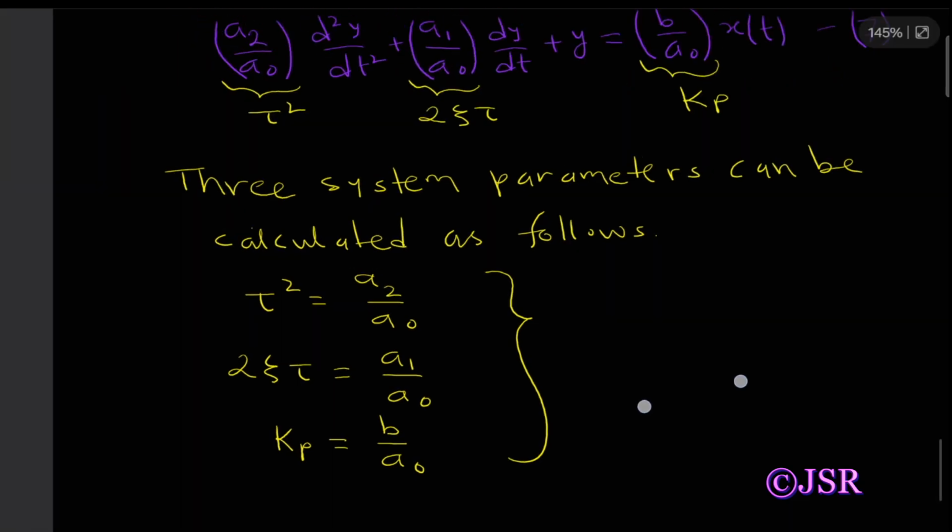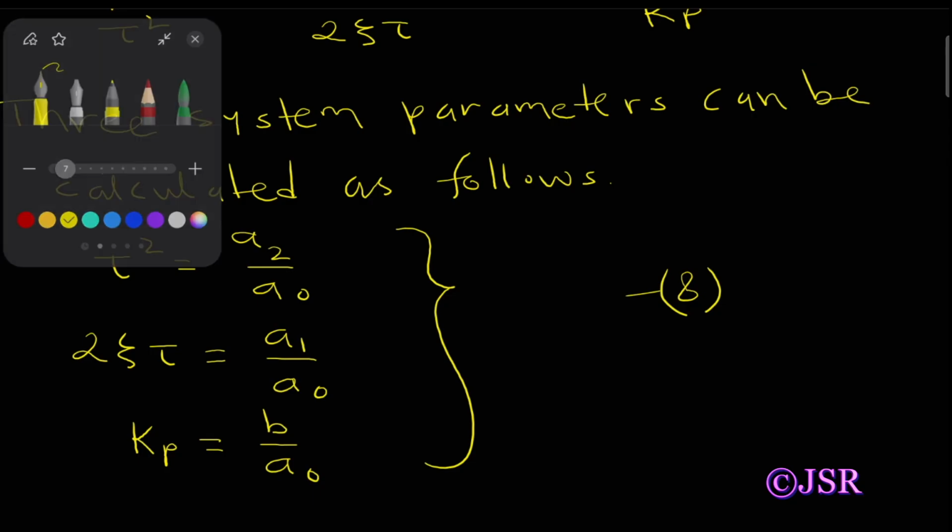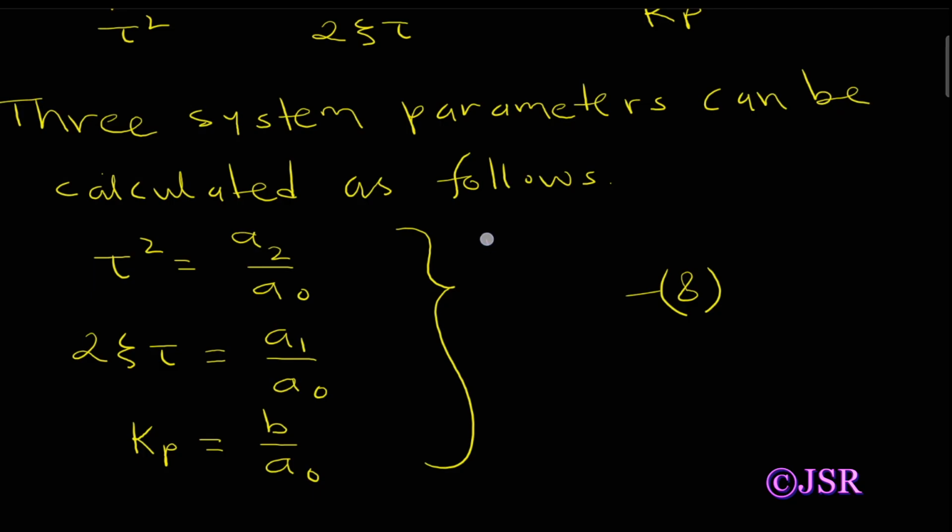So using this expression, equation number 8, we can get this. So let's say this is 8 point A, this is 8 point B, and this is 8 point C. So we will use these three equations, 8 point A, 8 point B, 8 point C, to find out these three system parameters, tau, zeta and kp.